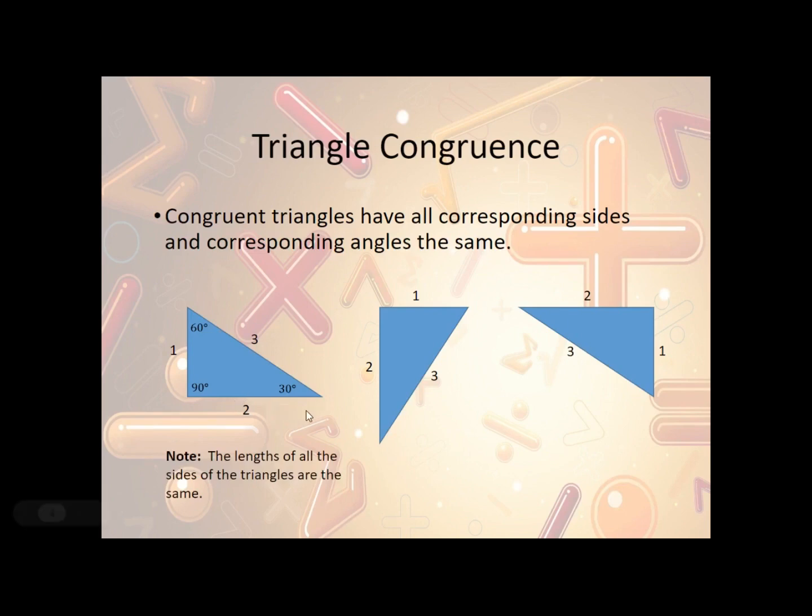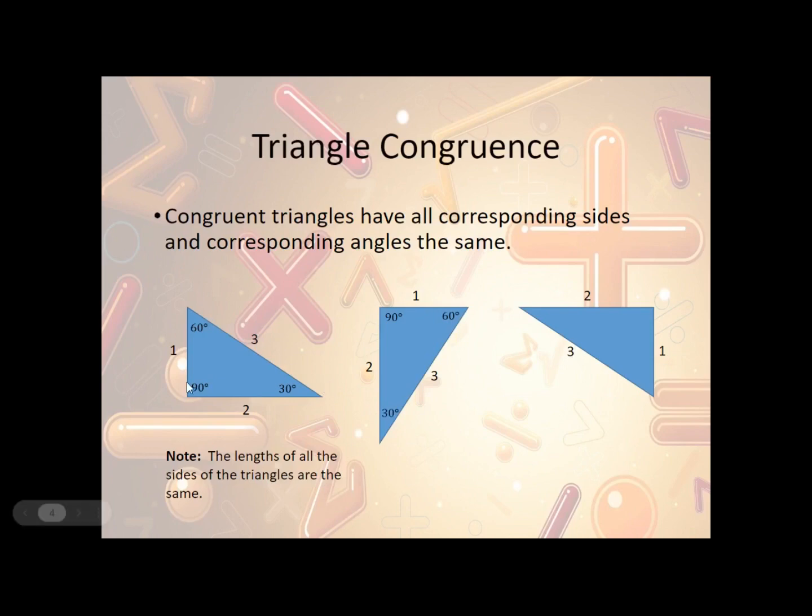Now, angles, we can do the same thing. So this angle here is 90 degrees. Well, the corresponding angle is this one here. This one is also 90 degrees. Then this one is 60 degrees, and its corresponding part is right here, so this is 60 degrees. And then this one is 30, and that's corresponding one is here.